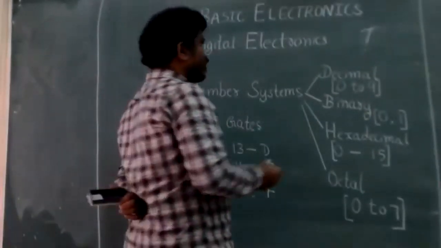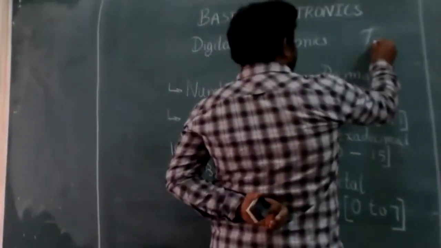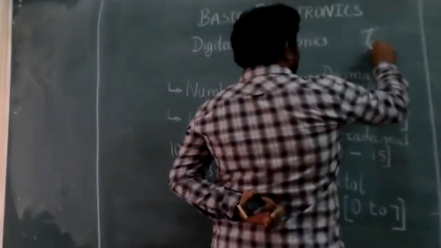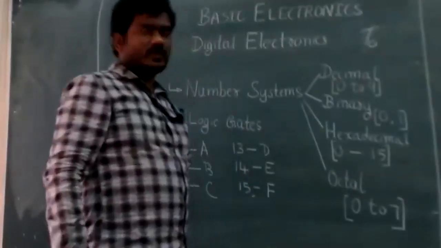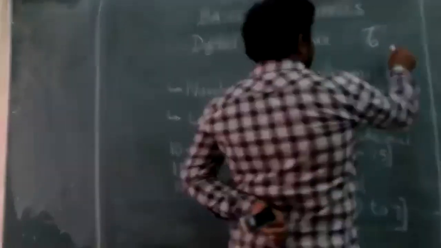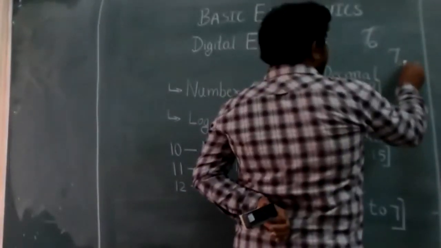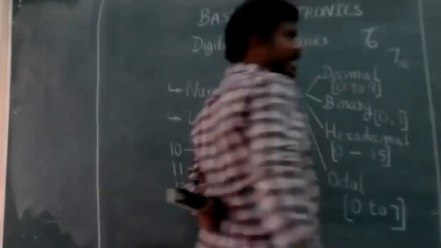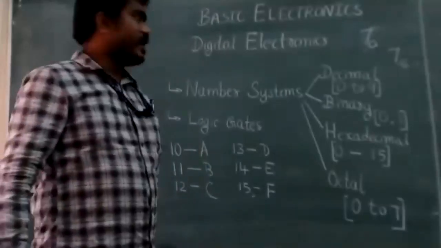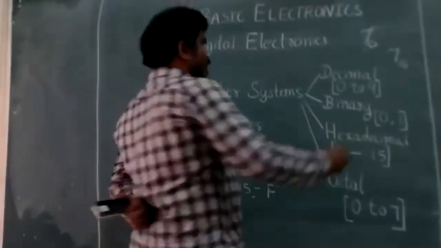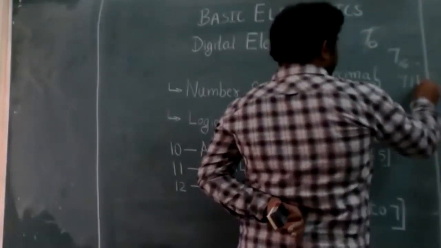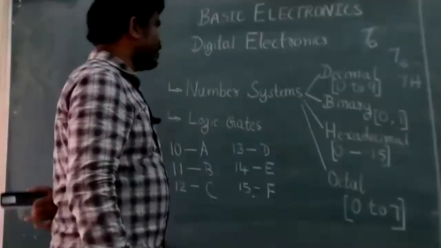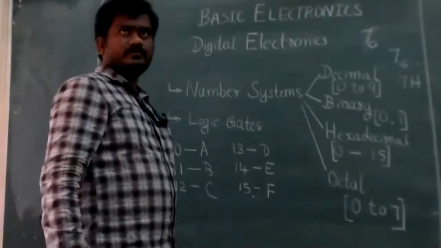and we represent the octal number system by this method. If I represent O here, then it is understood that it is an octal number system. And if I represent it as 16, then it is called the hexadecimal number system. Or sometimes instead of 16, we can represent H also. So this is how we represent the hexadecimal number system.